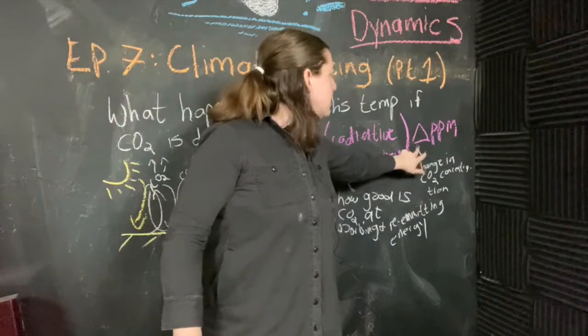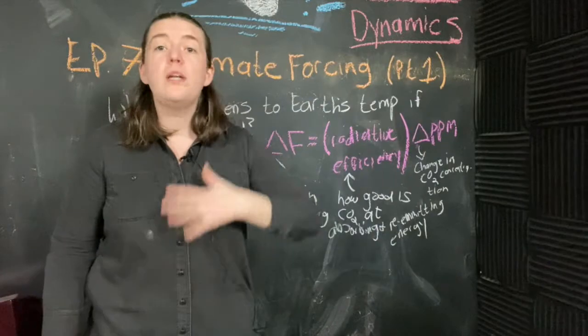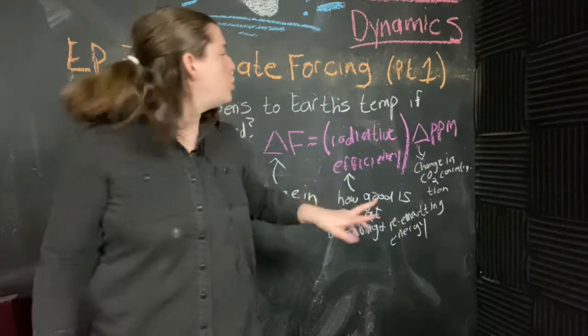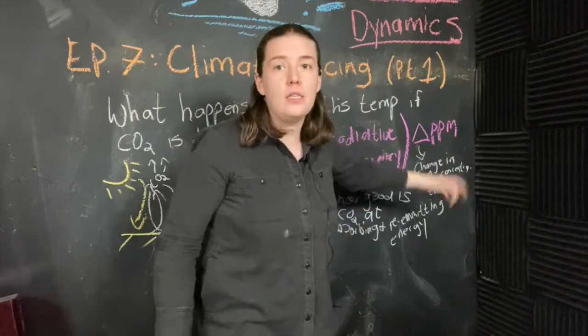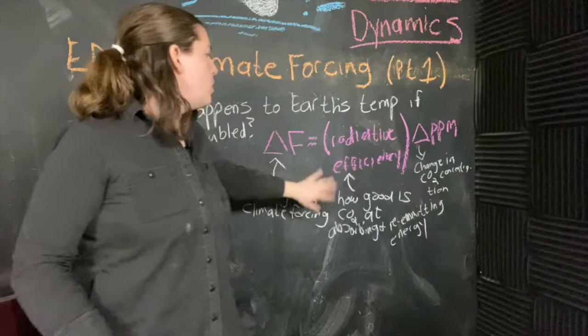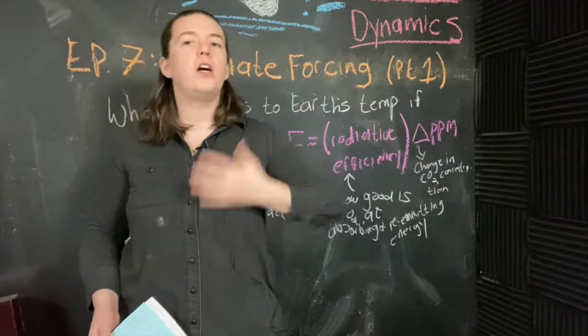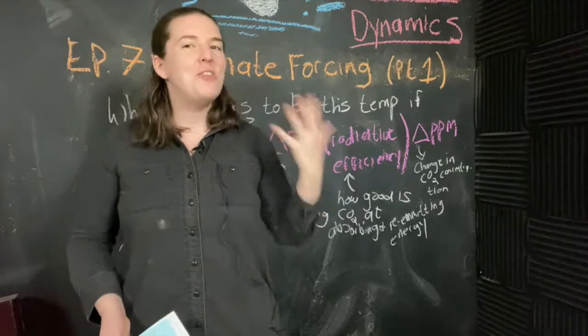Change in CO2 concentration. Well, we said we wanted to double it, right? So this should be a number we can pretty easily look up. And then radiative efficiency. Where are we going to get that? How do you calculate it?